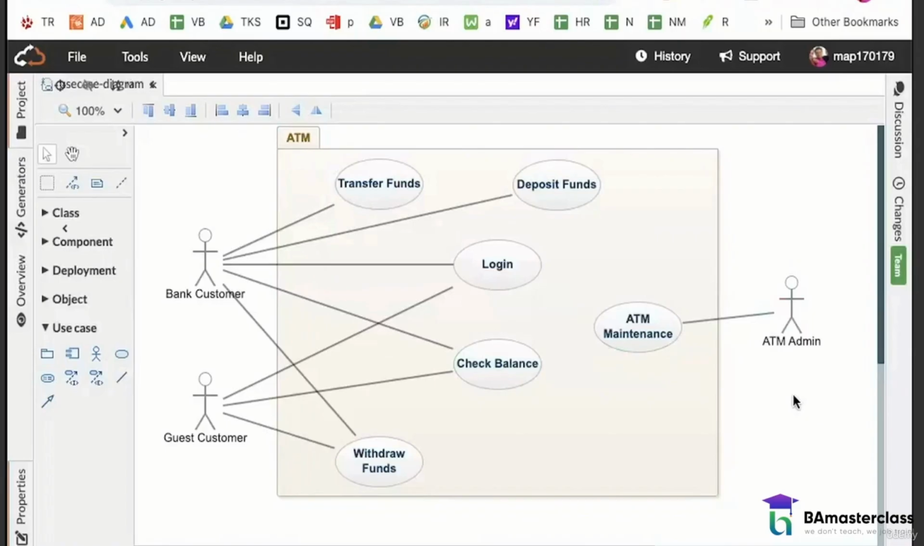Now, this ATM admin also has an account in the bank and also is using the ATM for checking balance, depositing funds, transferring funds. Does it make sense for me to connect this ATM admin with the remaining use cases? No. Why?